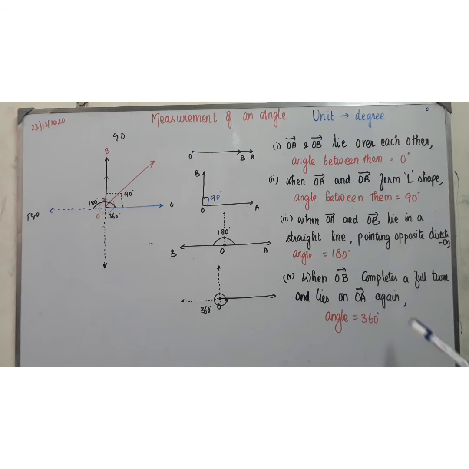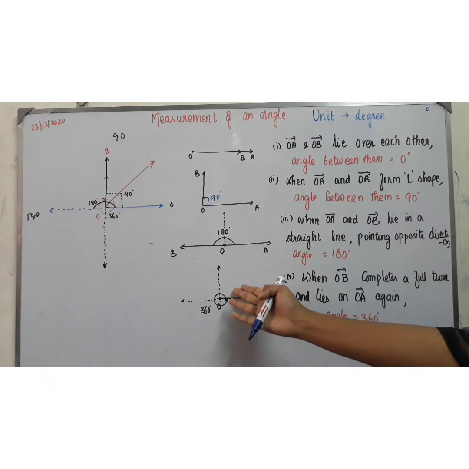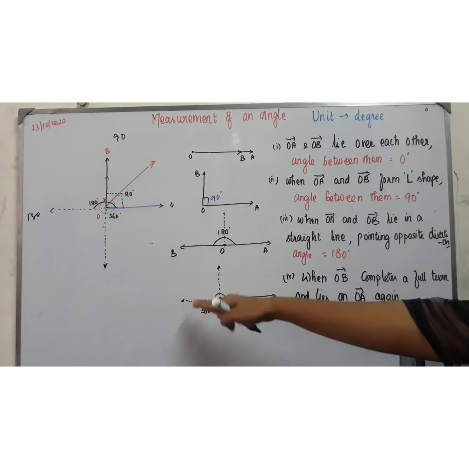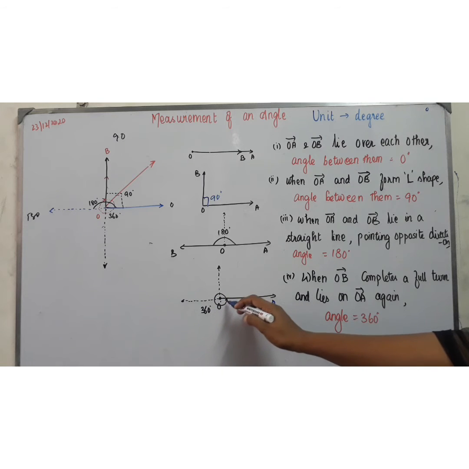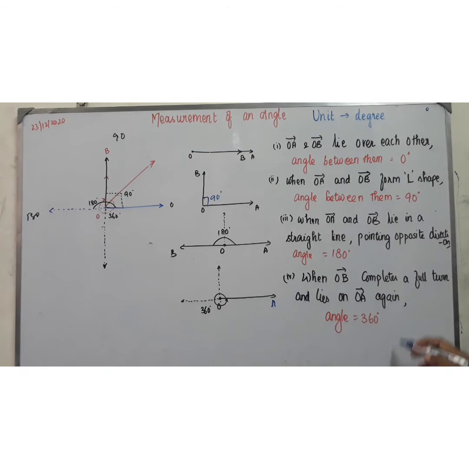And then here you can see when the ray OB completes a full turn and lies on OA again. That means the OB ray, after passing here, again moves on increasing and reaches here again. So a full rotation, a complete turn from here to here, that one we call the angle 360 degree.